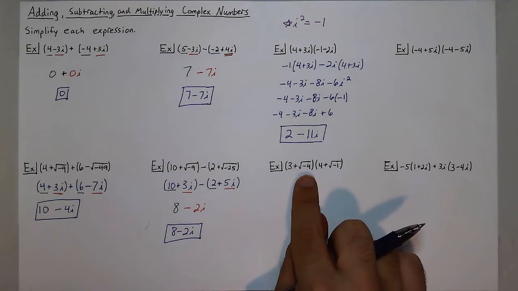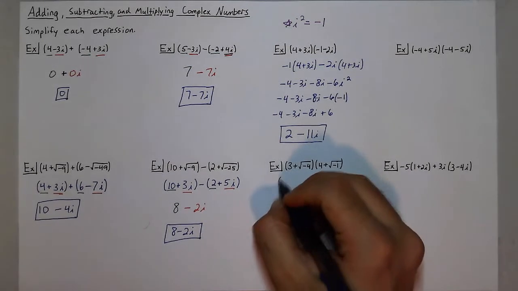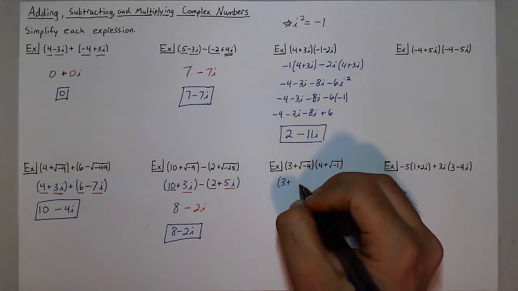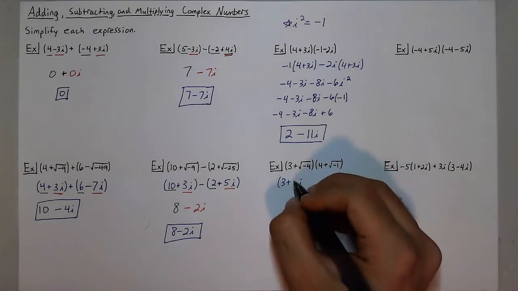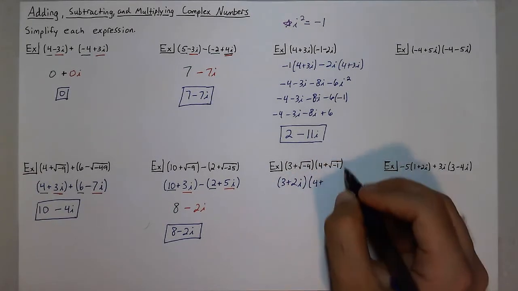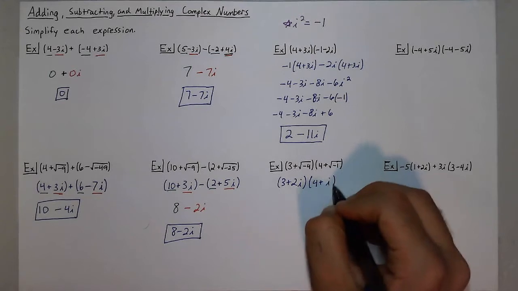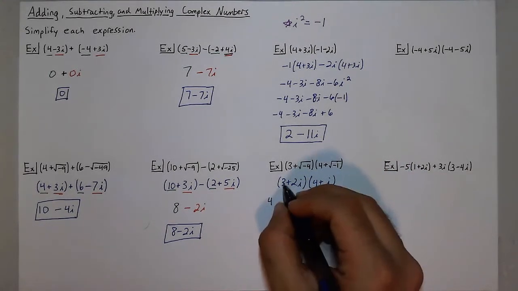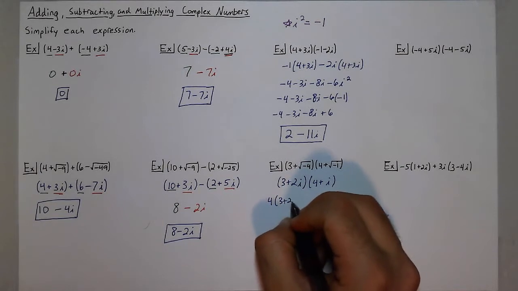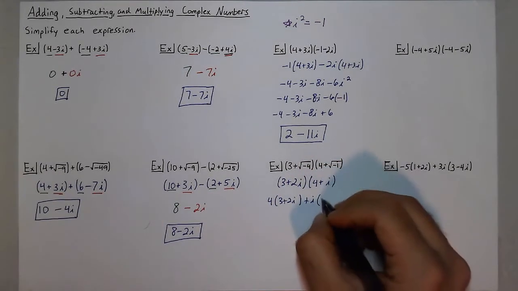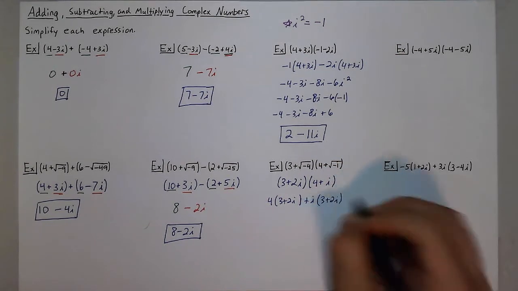If I had square roots in there, then I need to get rid of those square roots first. So this becomes 3 plus, this is square root of negative 4, so the negative gives me an i. Square root of 4 is 2. And over here we have 4 plus just the square root of negative 1, which is just i. And then I'm going to distribute. So I'll have 4 times 3 plus 2i plus i times 3 plus 2i. Then I'll finish my distribution.